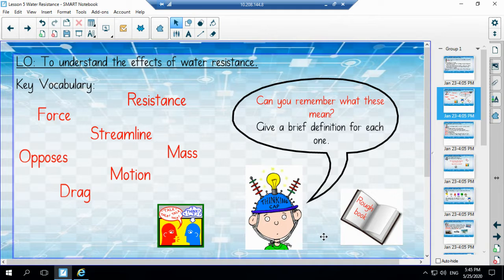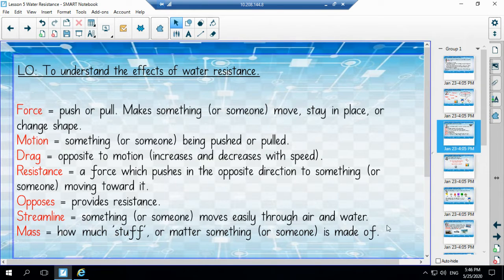Let's take a look at the key vocabulary we've covered before in the previous forces lessons. Can you remember what these mean? At this point, you may want to pause the video so that you can give a brief definition for each one. The definitions will be outlined in the next slide. You may want to jot your ideas down, or you may want to chat to someone about your ideas instead. So let's see how you did.